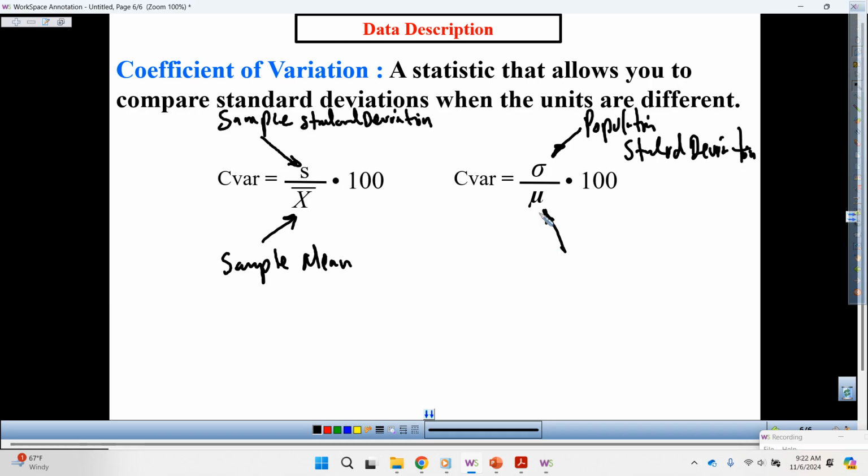All right. And of course, look up, guys. If this is sample standard deviation, this became population standard deviation. So that means if this is sample mean, what is this, Martin? Population mean. That is correct. All right. Now, Mr. Q, what is coefficient of variation? Well, according to what it says there, it's a statistic that allows you to compare standard deviations with different units, which is good. But what does that mean?